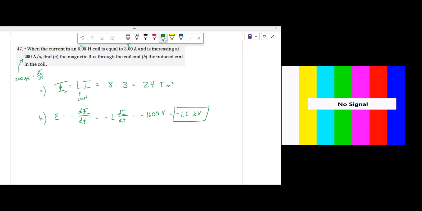You have an inductance of 8, so this would be equal to 8 times 200 amps per second. 8 Henry times 200 amps per second equals 1,600.